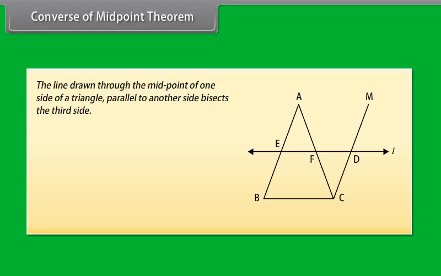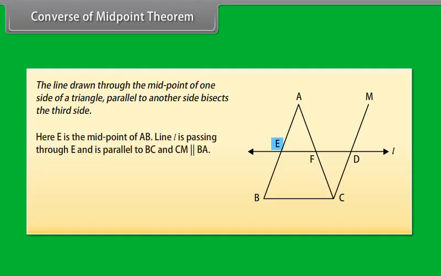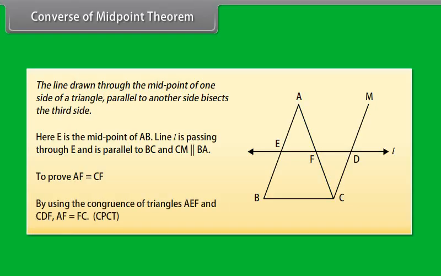Look at this figure. Here, E is the midpoint of AB. Line L is passing through E and is parallel to BC, and CM is parallel to BA. We have to prove that AF is equal to CF. By using the congruence of triangles AEF and CDF, we can prove that AF is equal to FC.